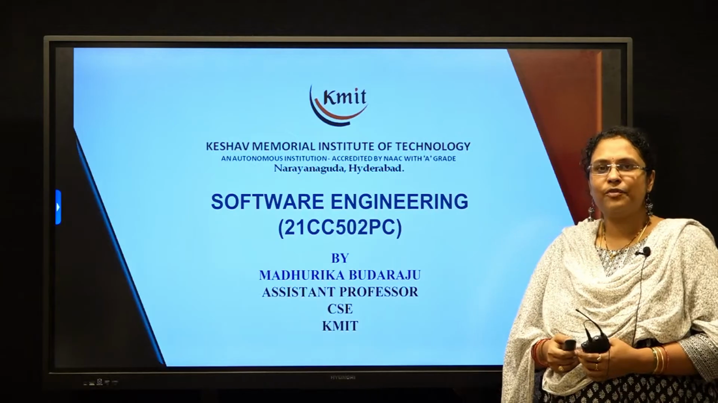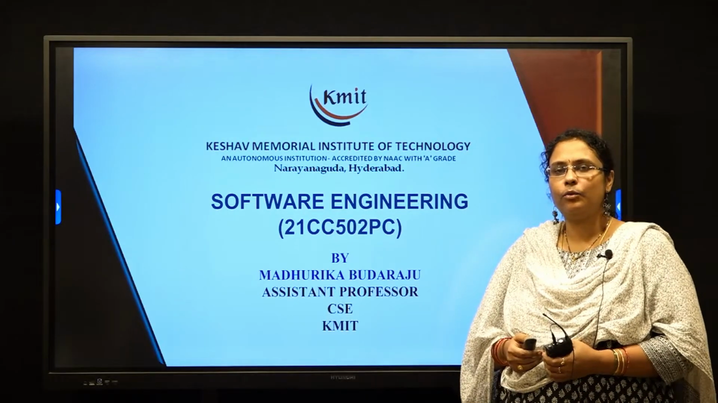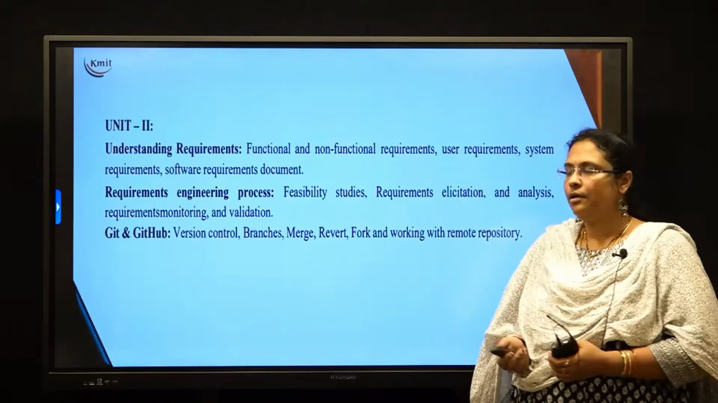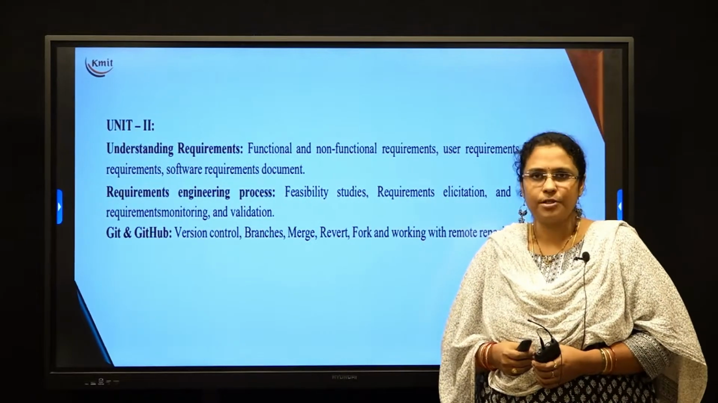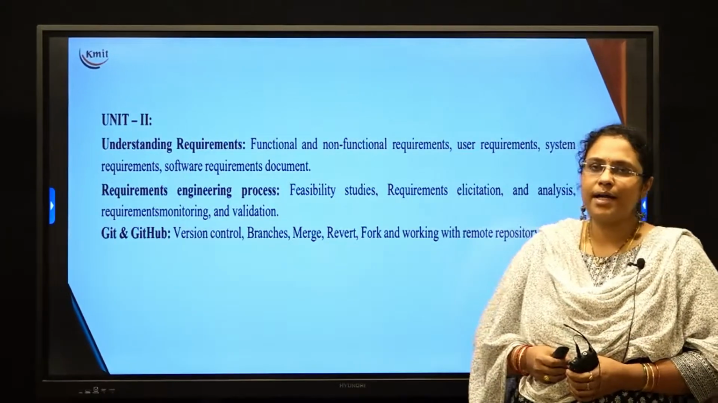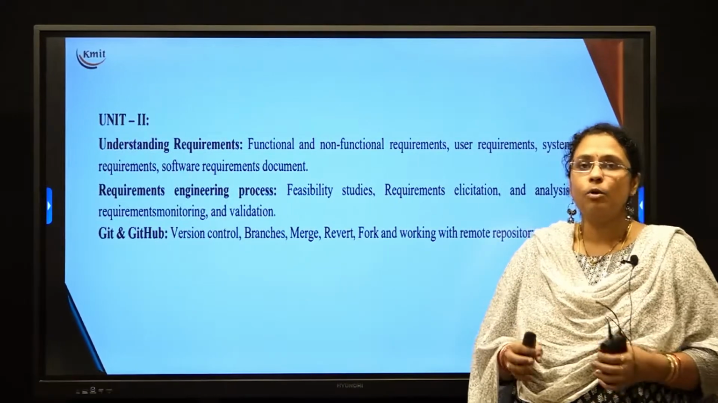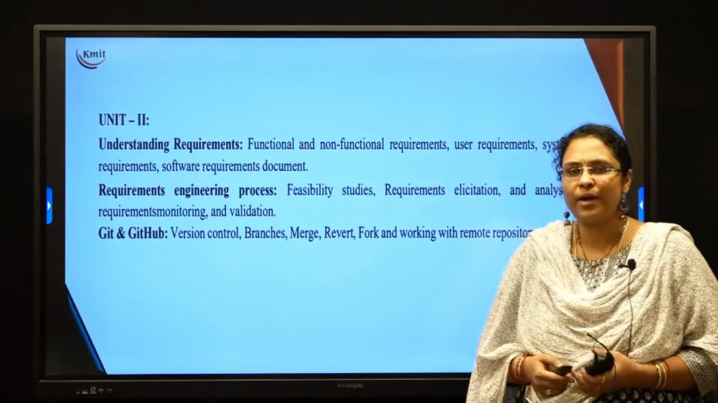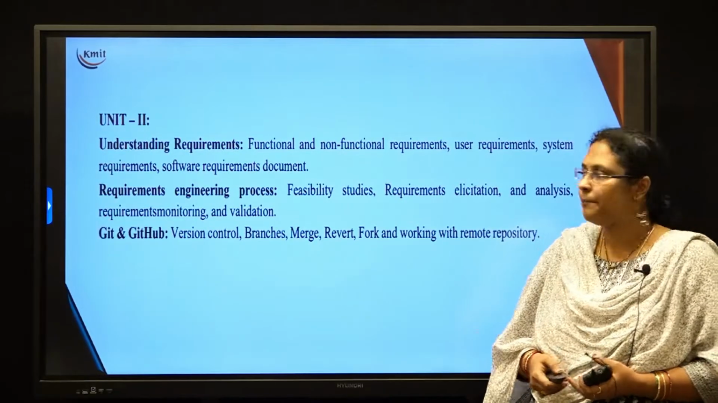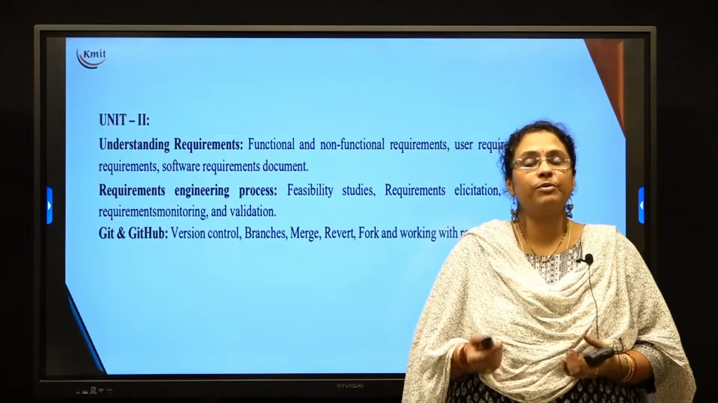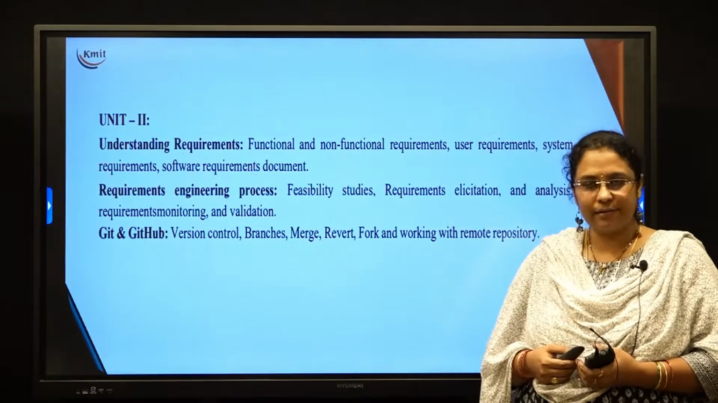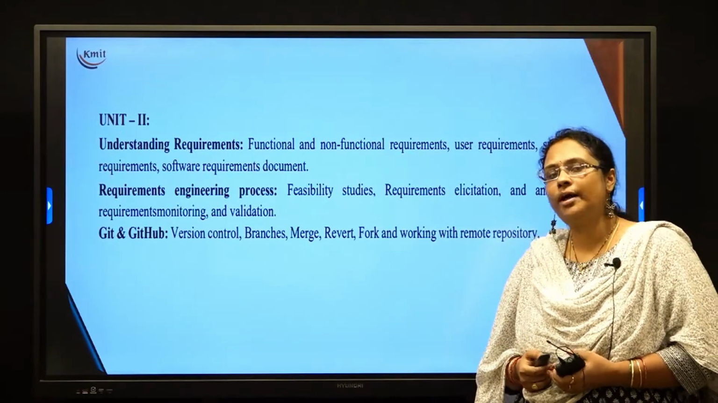Hello students, from this session let us start with unit number 2. Looking into the syllabus, unit number 2 basically covers 3 important chapters. The first chapter is understanding requirements, in which we will understand what are the different types of requirements we have in software development. The second chapter is about the requirements engineering process, in which we will talk about how requirements are collected, how they are analyzed and how they are documented.